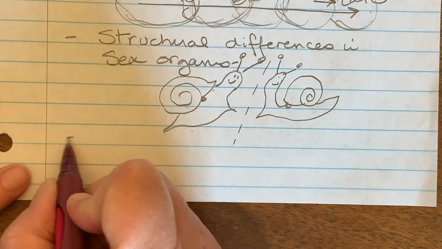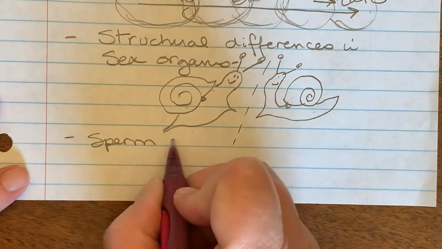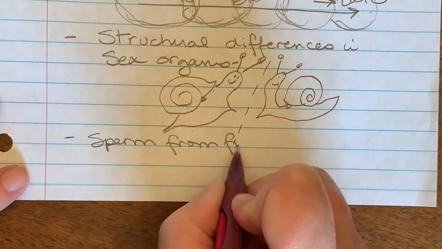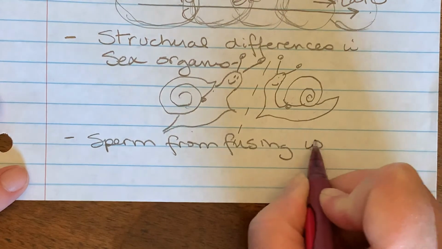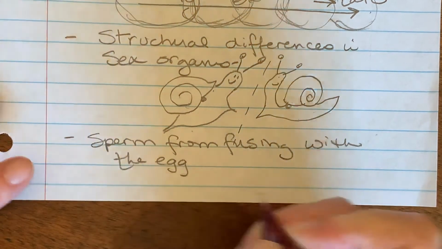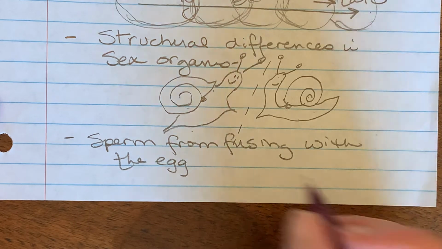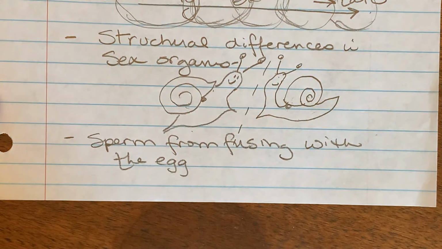Another one might be that there's something preventing the sperm from fusing with the egg. All right, so there's some pretty nice pre-zygotic barriers that are going to lead to speciation.